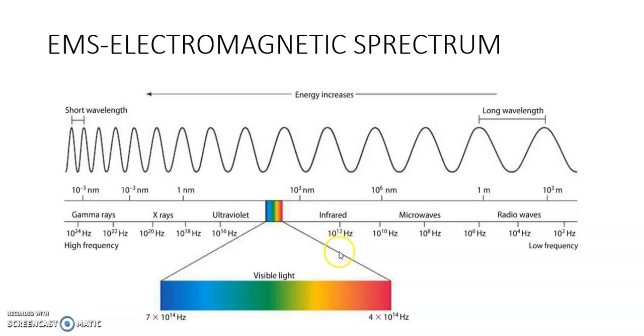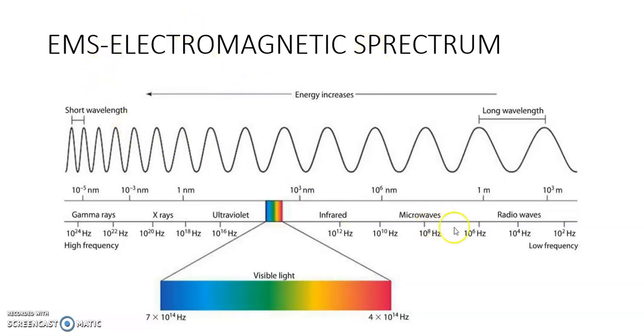Hi, so now we are going to start with a new topic, that is electromagnetic spectrum. We are continuing with remote sensing. In this lecture, we will try to understand how the different portions of the electromagnetic spectrum are being used in remote sensing. Okay, so what you can see on the screen, we've seen this image before also.